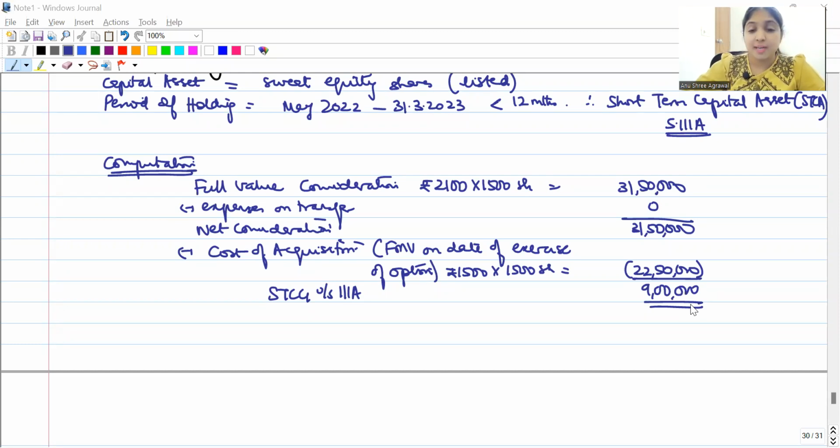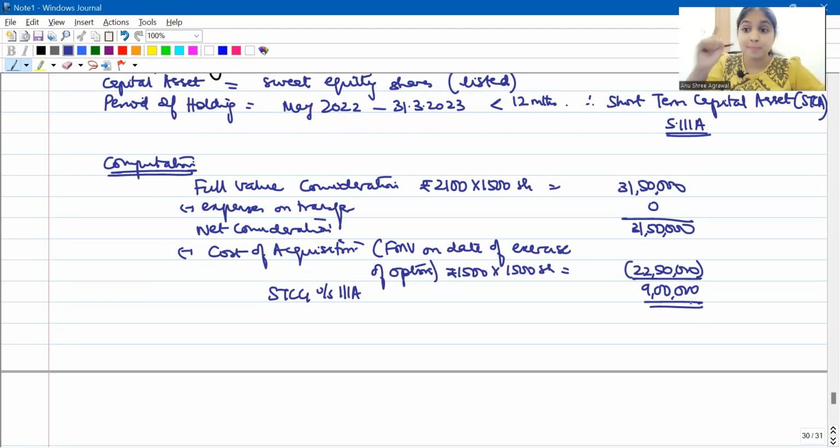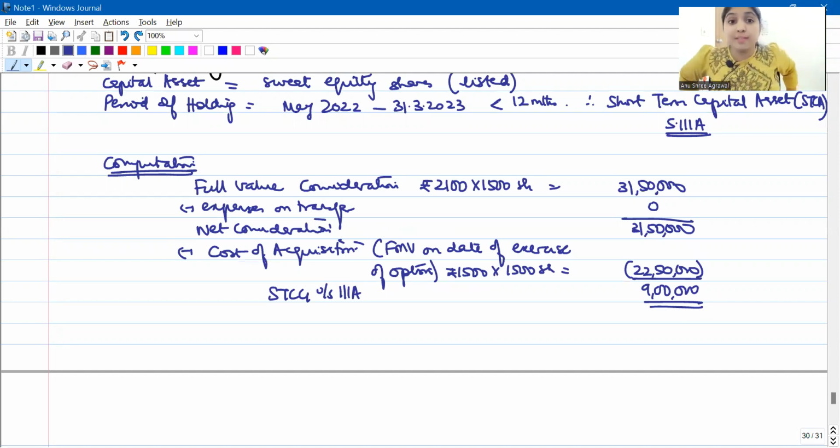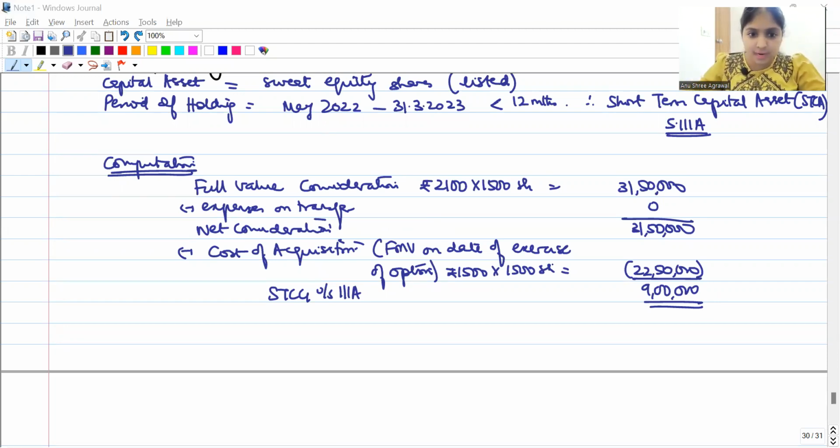Yes, guys, how did I calculate this? The only thing over here which you might be getting a little stuck at would be this point. The cost of acquisition will be whatever is the FMV on the date of exercise of option. Right? So 9 lakhs is our STCG, even this is done.